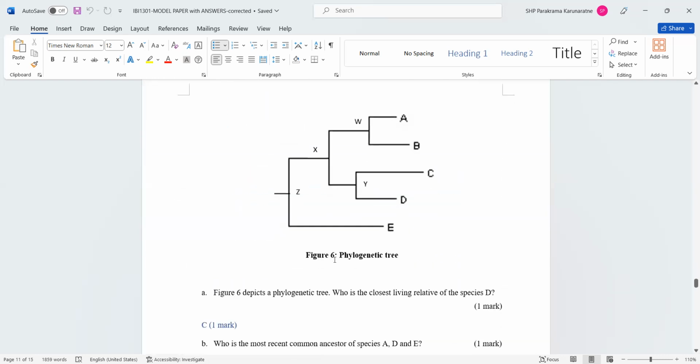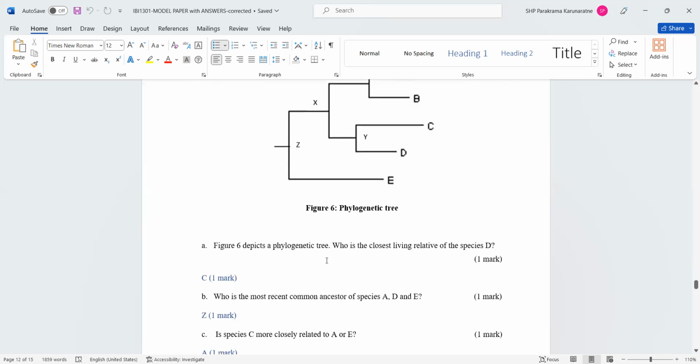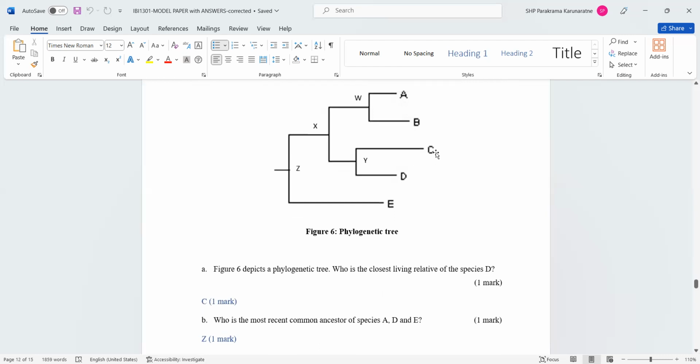We did some examples. Here it is a phylogenetic tree. This kind of phylogenetic tree, I said, shows the relationship. For example, A and B are closely related and C and D are closely related. E is a separate one. So for A and B, at this point they have deviated from each other. Okay, we'll see what questions they ask. I ask, who is the closest living relative of species D? Species D, the closest relative is C.